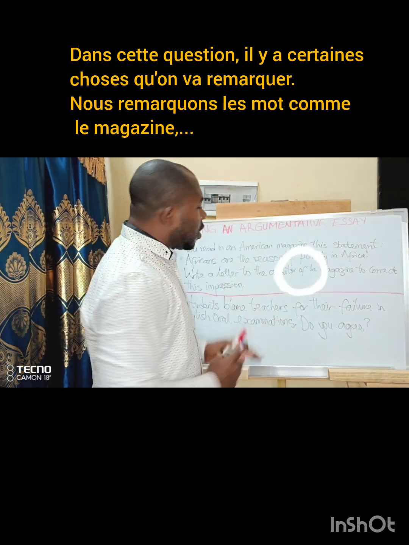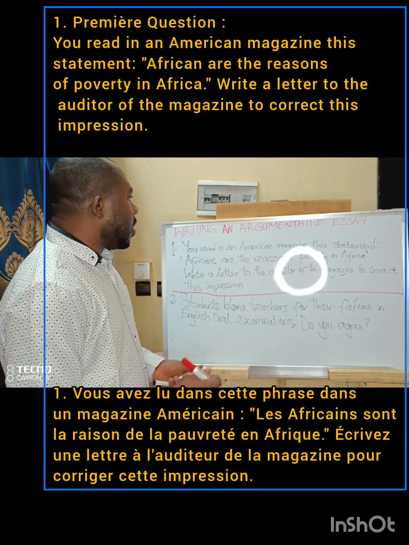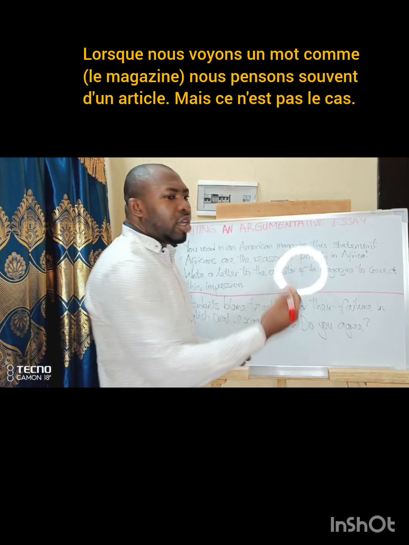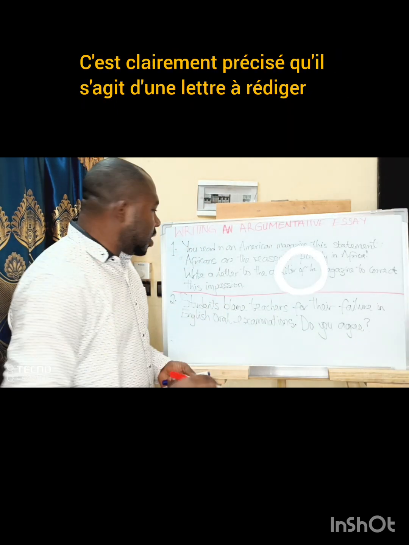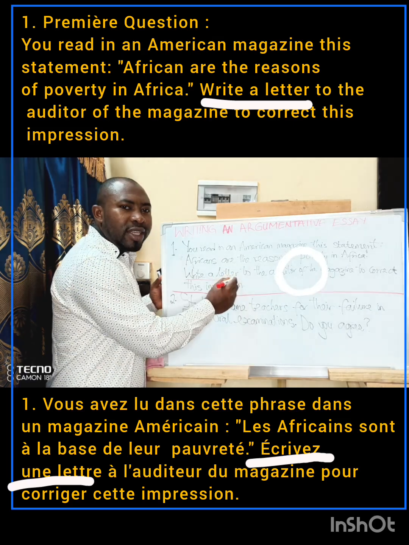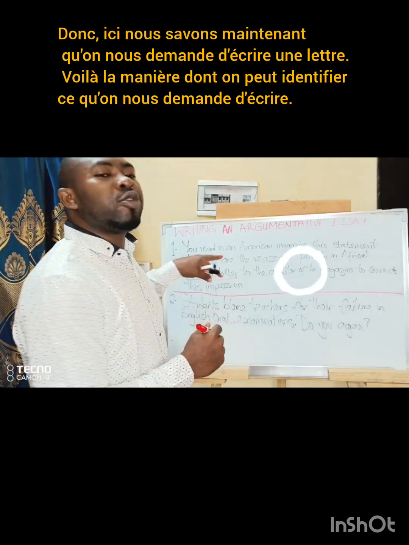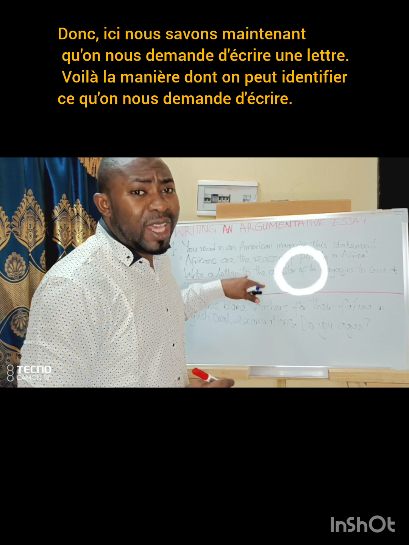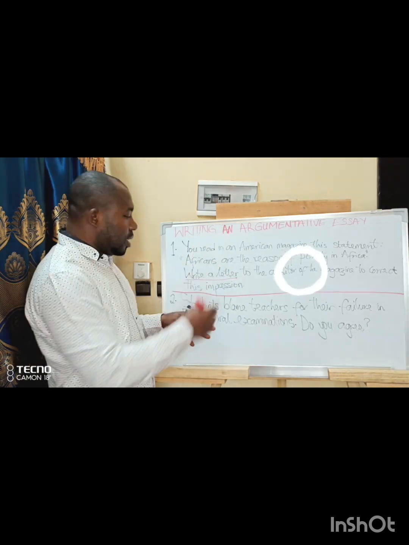Now, in this particular question, there are some things that we will notice. First of all, we see words like magazine. When we see a word like magazine, sometimes we might think of maybe an article, but that's not it. It is clearly stated here: write a letter. So here you know that what you have to write is a letter. That is the way you can identify what type of essay you are asked to write. So it's not an essay this way.